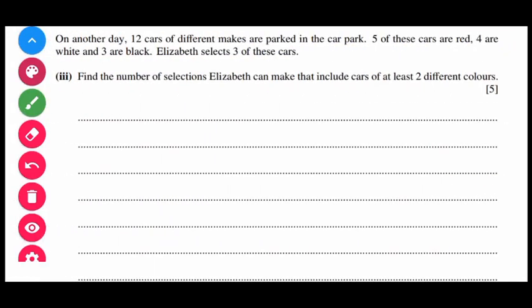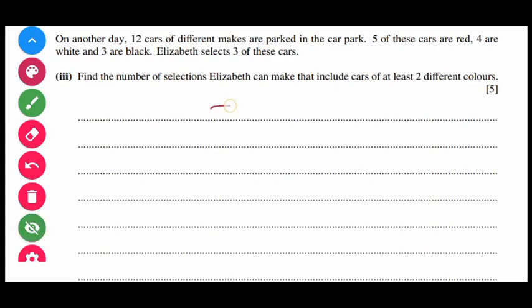On another day, 12 cars of different makes are parked in the car park. 5 of these cars are red, 4 are white, and 3 are black. Elizabeth selects 3 of these cars. Find the number of selections Elizabeth can make that include cars of at least 2 different colors.